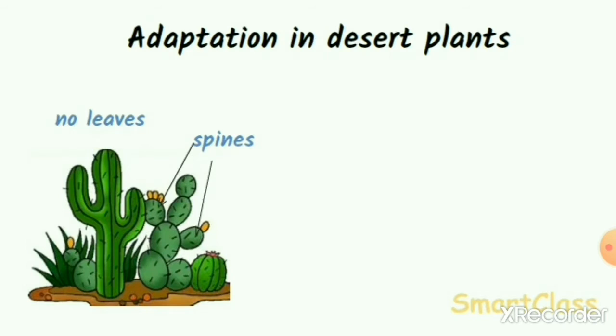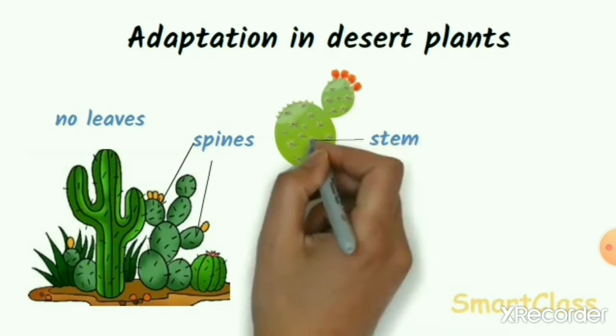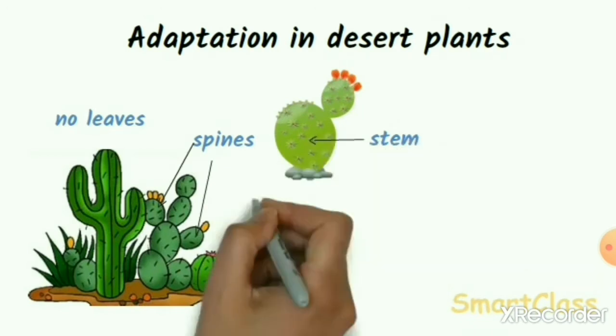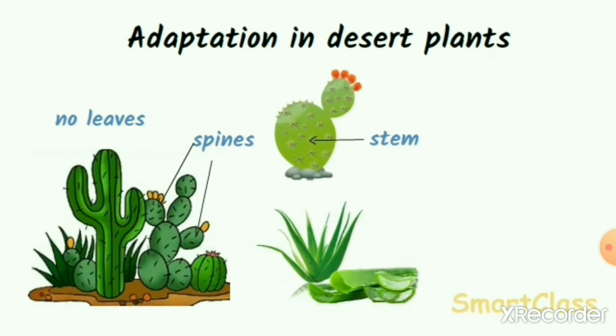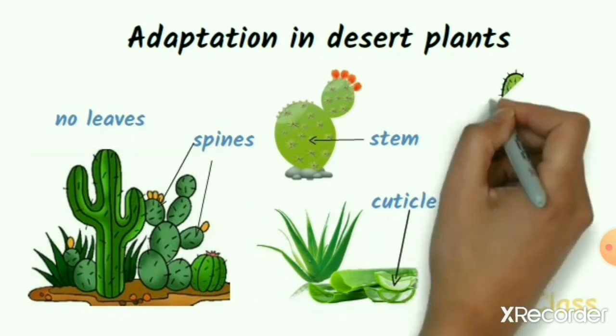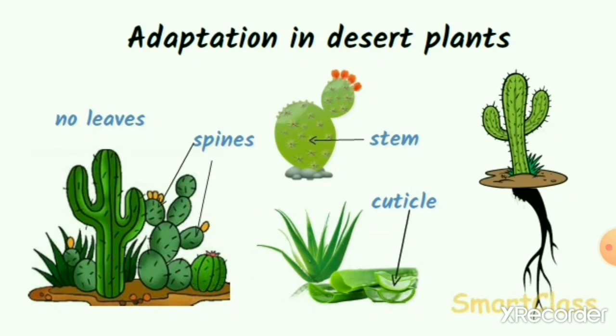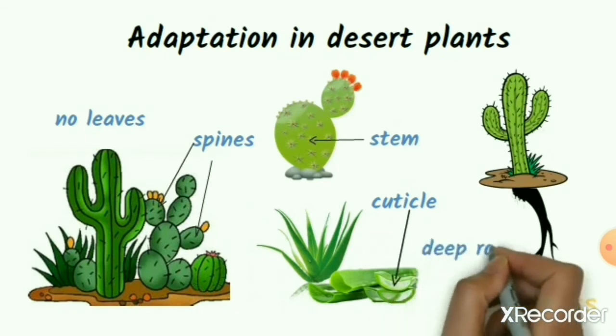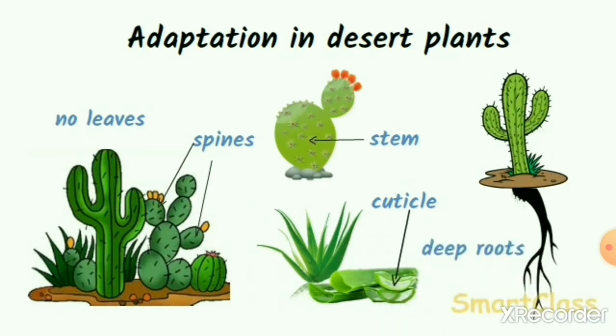The stems of desert plants are modified to perform the function of leaves, that is photosynthesis. The stems are also covered with a thick waxy layer called cuticle which prevents the loss of water through transpiration. Most of the desert plants have long roots which go deep into the soil for absorbing water.